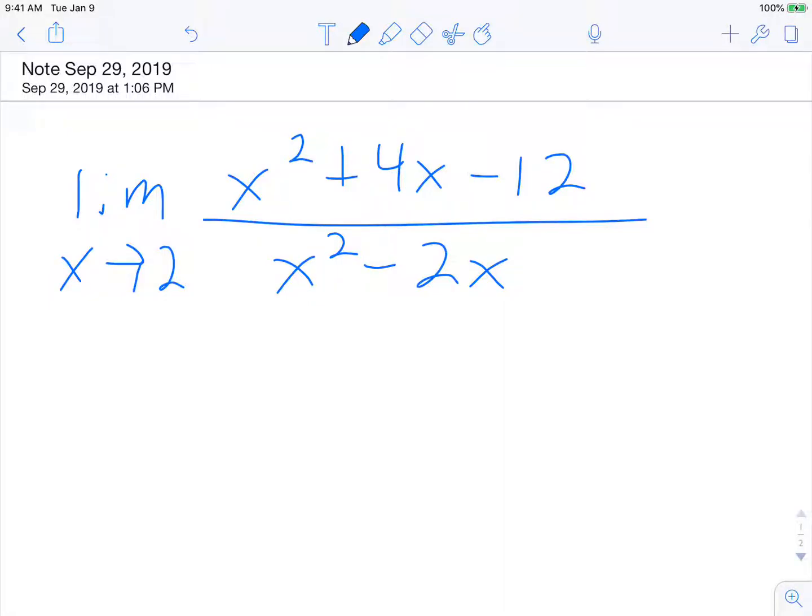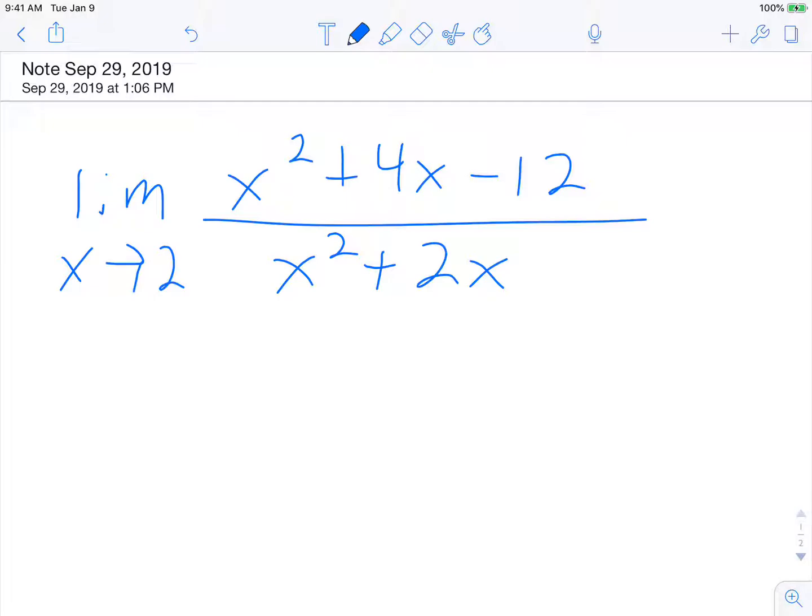The majority of the problems we're going to have to solve algebraically in this unit will be one of two types of problems. So it'll be something like this, and it'll ask us to find the limit as x approaches 2. Algebraically, let's actually start with a simpler example.